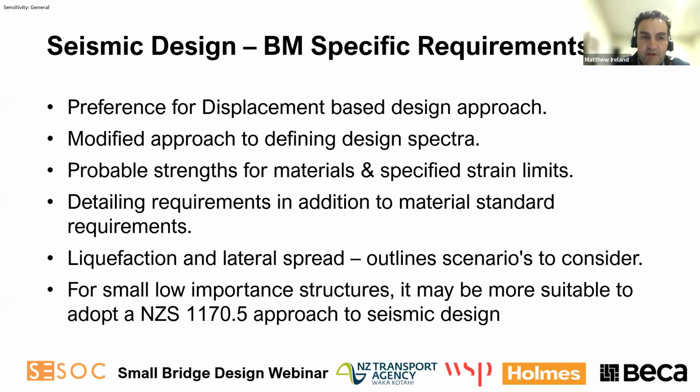For potential plastic hinge zones, also in the bridge manual, these are based on probable strengths for materials, and there's a number of specified strain limits to consider as well for plastic hinges. And then once we get into the material requirements as well, the bridge manual provides additional requirements over and above the material standards. So one example here is the reinforcement detailing requirements. The bridge manual has some tighter spacing requirements which need to be considered.